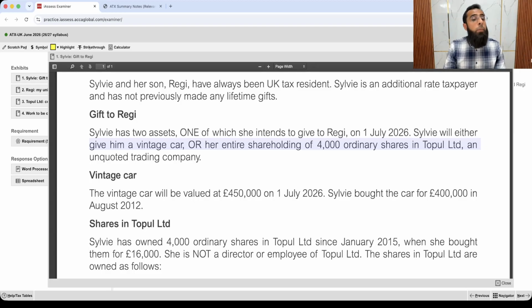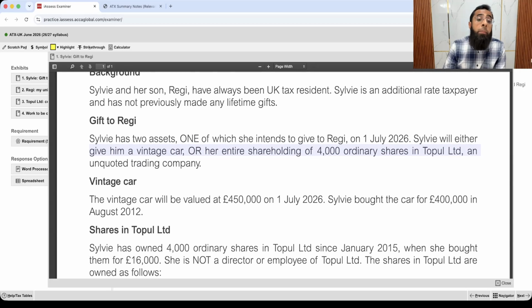Okay, a car is a motor vehicle. Motor vehicles are exempt assets from CGT, if you remember. But in IHT, they are charged. If you give a shareholding, there will be both CGT and IHT. But on gifting a shareholding, there may be business property relief, maybe gift holdover relief. Whenever shareholding and gift get involved, your mind should get operational.